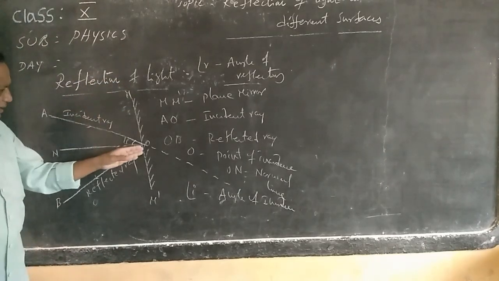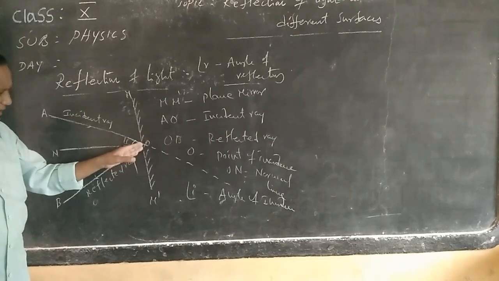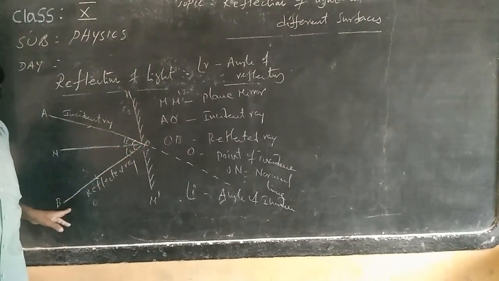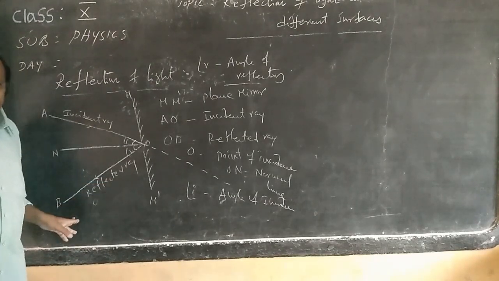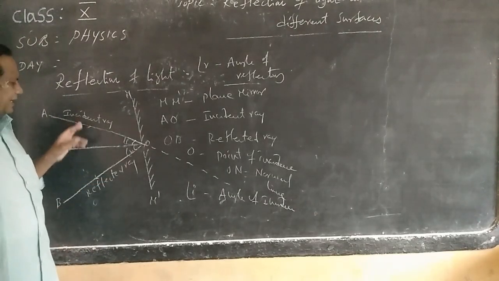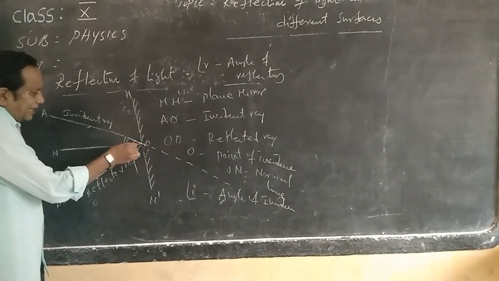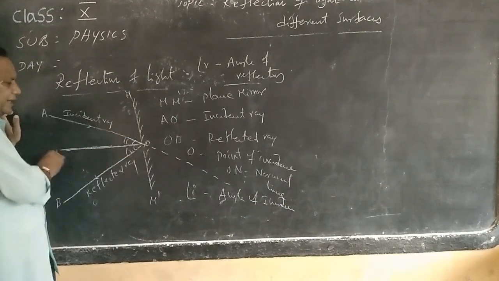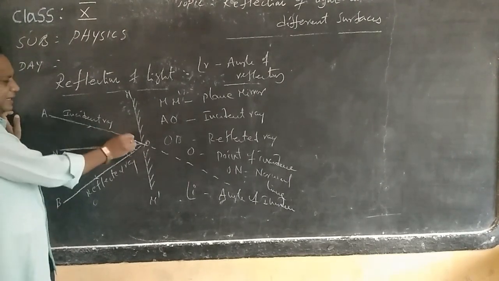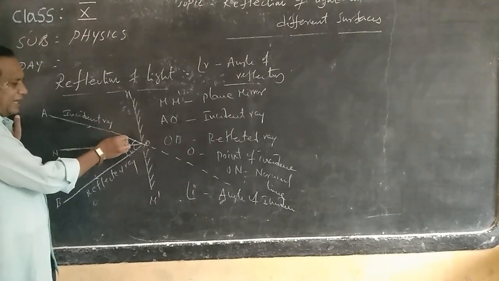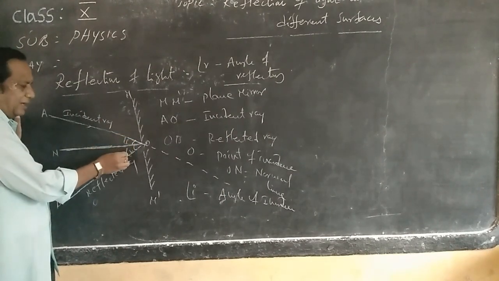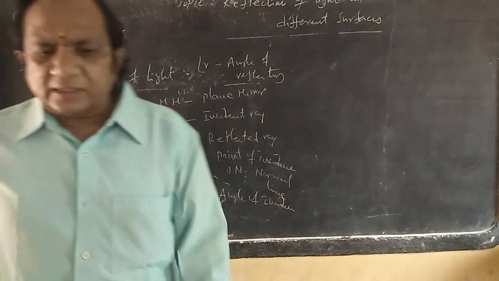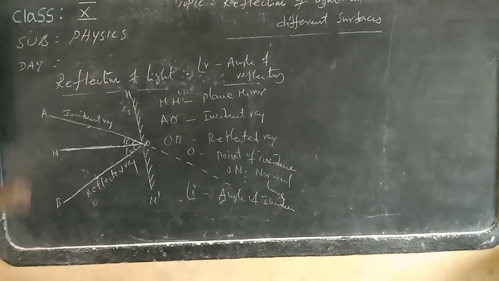So after touching the point of incidence, the ray comes back. Such a ray we call the reflected ray. Both the reflected and incident rays make angles with the normal. ON is said to be the normal line. Here the angles are made. Angle I is the incident angle. Angle R is the reflected angle. These are some important points about reflection.